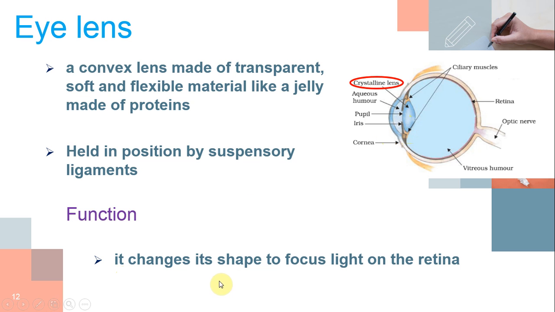The eye lens changes its shape to focus light on the retina. So just like a convex lens, it focuses the incoming light onto the retina. This part is the retina, we discuss it later.